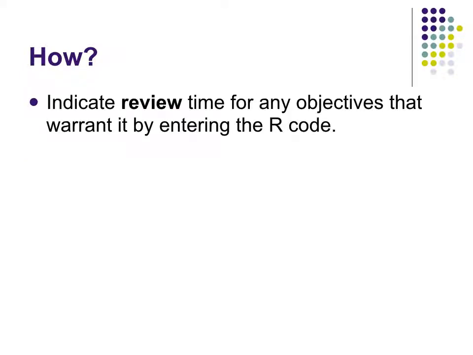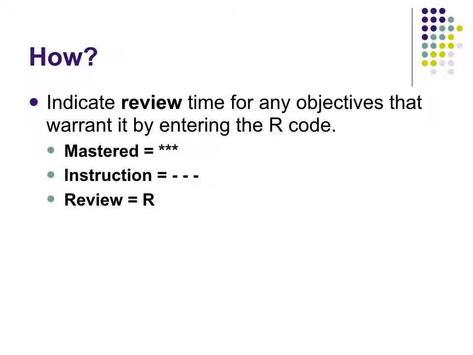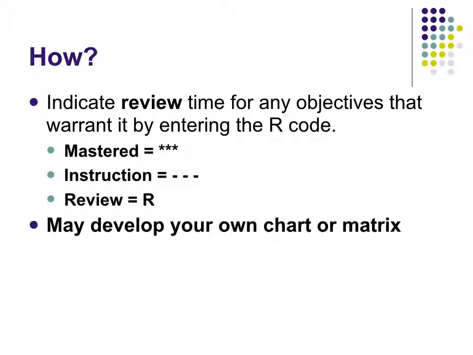And then we want to indicate if we ever review any material during our program. And we're going to use the code R, the capital letter R, to designate this. So as a reminder, mastered equals asterisks, instruction equals dashes, and review equals capital R. You can use your own chart matrix, but why when I've already provided you the helpful template?